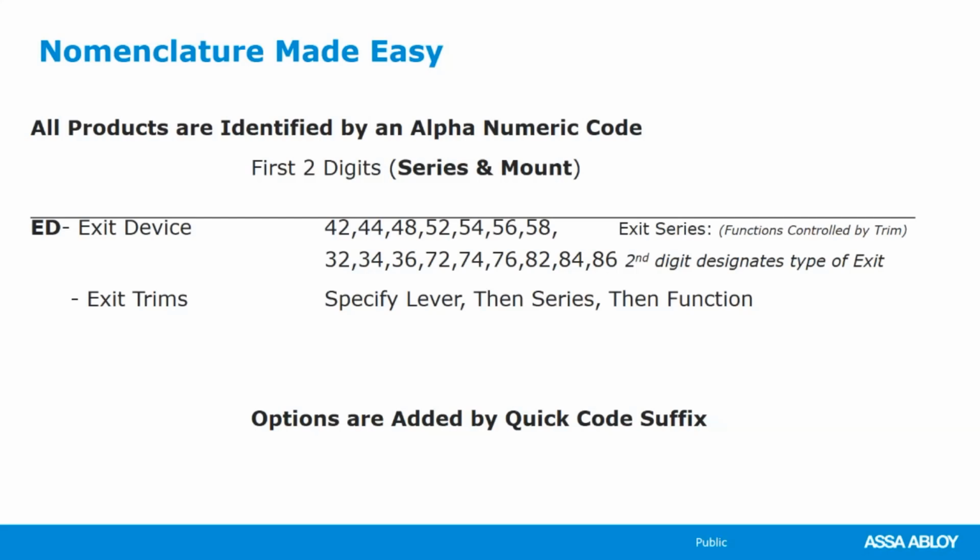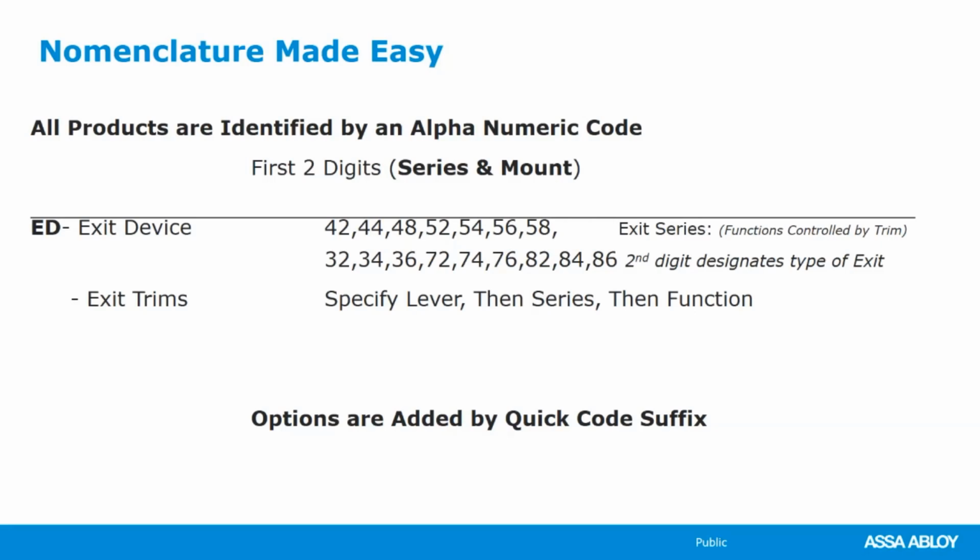The last 2 digits for the majority of the devices will be 00. The 02 device would have 2 cylinders. That's for our classroom security function. That's only available on our 5000 series. All of the functions for our rim, our surface, and our concealed vertical rod are controlled by the exit device trim. So you order the trim, you specify the lever, then the series, then the function. And that function will engage to all of the exit devices.